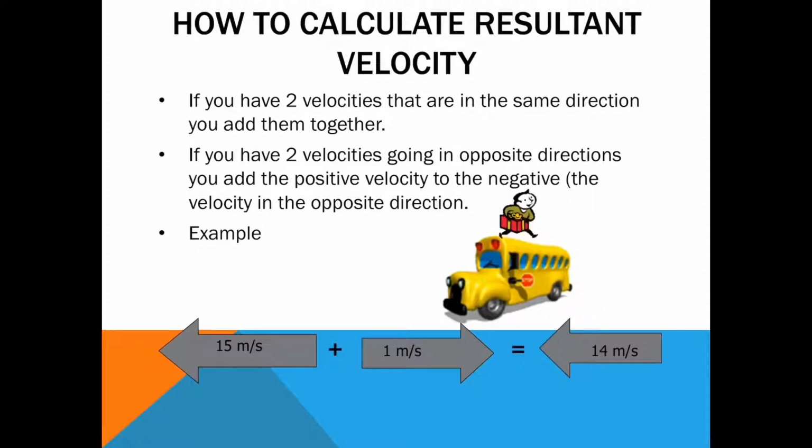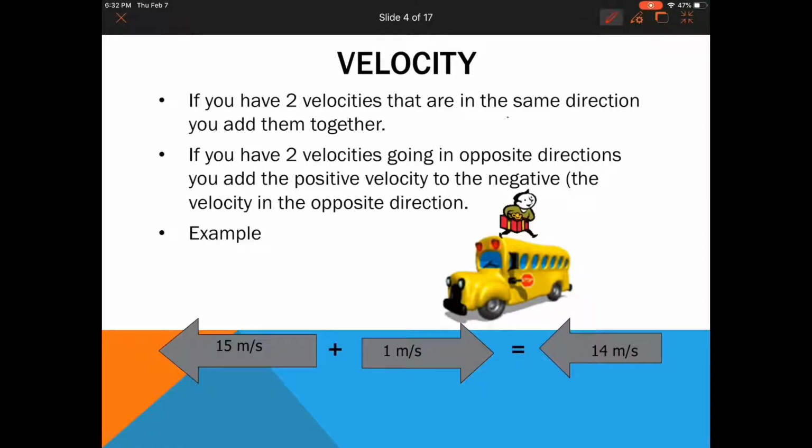How do we calculate resultant velocity? Well, if you have the two velocities and they're going in the same direction, you're going to add them together. If those two velocities are going in opposite directions, you're going to add the positive velocity to the negative, which is the velocity that goes in the opposite direction. For the example down here, we've got 15 meters per second plus 1 meter per second equals 14 meters per second. The 15 is going to the left, the 1 is going to the right.